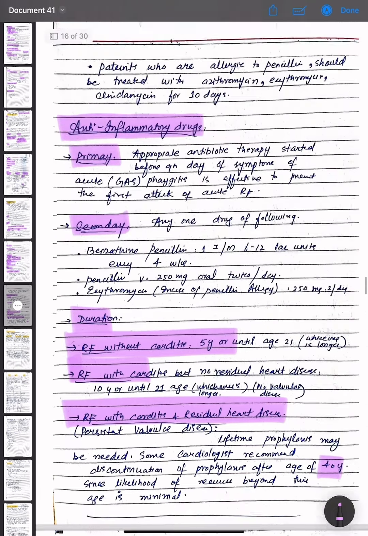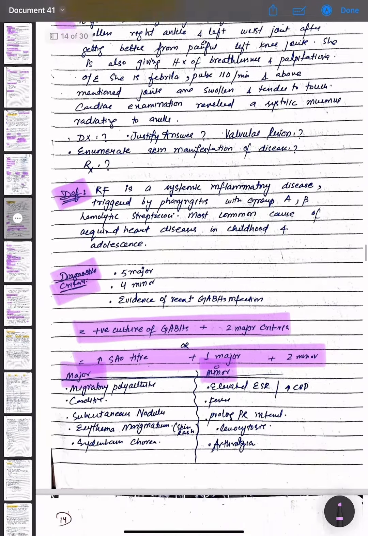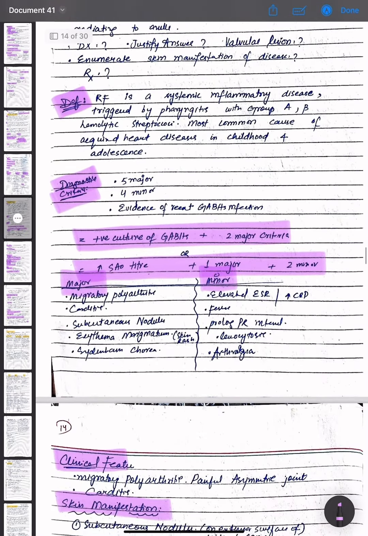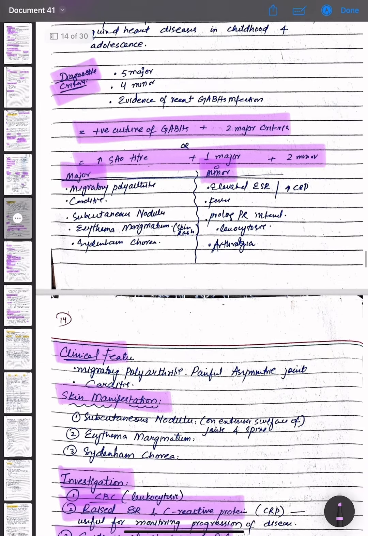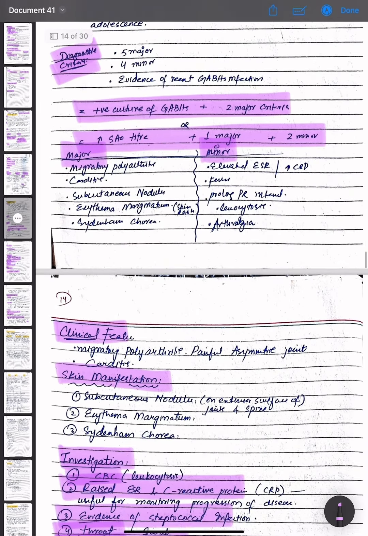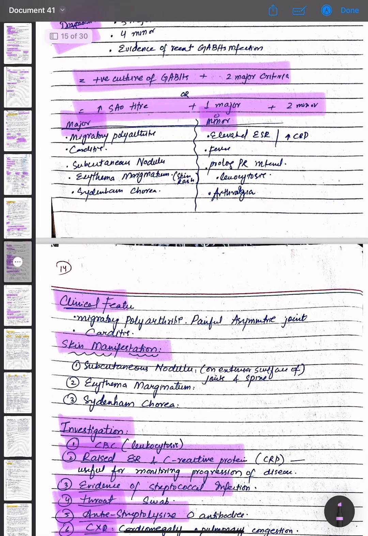Okay, so we have discussed the case of rheumatic fever, the scenario, then the definition, then the diagnostic criteria. We have the 5 major and 4 minor criteria, and evidence of infection. Then a positive culture and 2 major criteria, or increased ASO titer plus 1 major and 2 minor criteria, confirm the diagnosis of rheumatic fever.